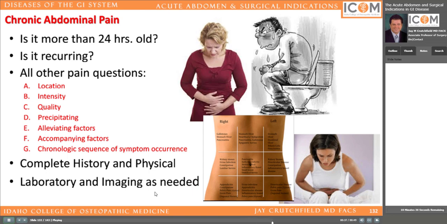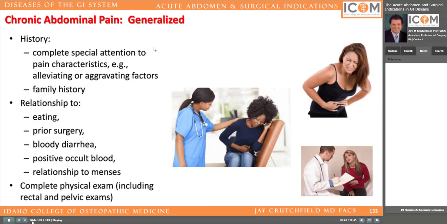However, personally, I differ with the definition of chronic abdominal pain being more than 24 hours old. To me, chronic abdominal pain is something that has persisted for months and now presents with an acute exacerbation. In chronic abdominal pain, whether it's persisted longer than 24 hours or if you use my definition of persistent over several months and now with an acute exacerbation, we still need to perform the history and physical exam. We need to find out those characteristics of the pain, what causes it, what makes it better.